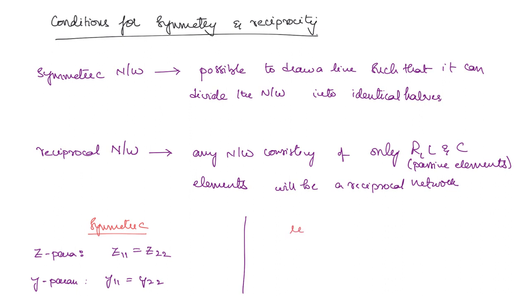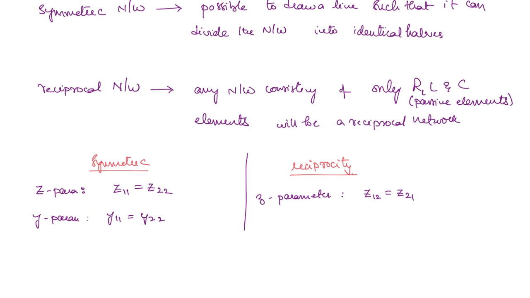And what about the reciprocity condition? For a circuit to be reciprocal, the transfer impedances and transfer admittances should be the same. That means for the Z parameters, Z12 should be equal to Z21, and for the Y parameters, Y12 is equal to Y21. So these are the two conditions that you need to remember. This is very important. Alright.